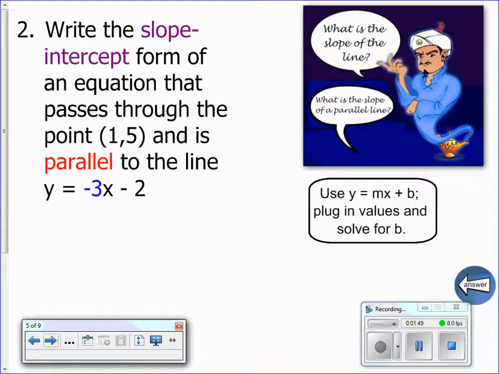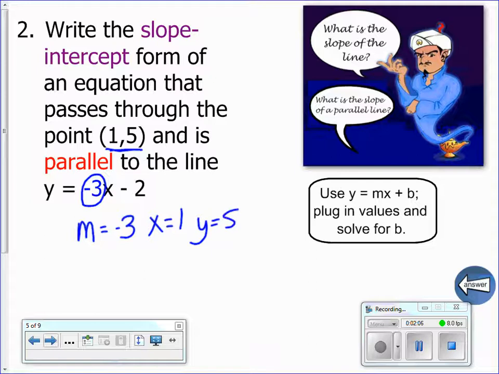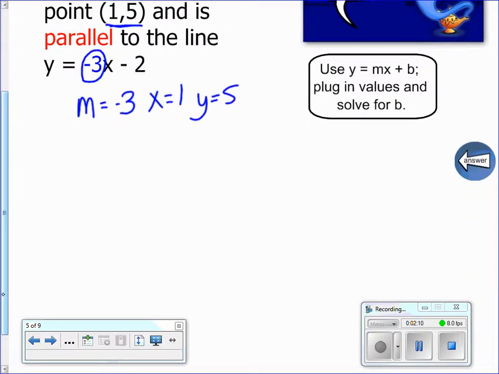They are parallel. All right, write the slope-intercept form of an equation that passes through the point 1, 5 and is parallel to this line. So this is my slope. I know my slope is negative 3. I also know that my x is 1 and my y is 5. But what I don't know is my b.